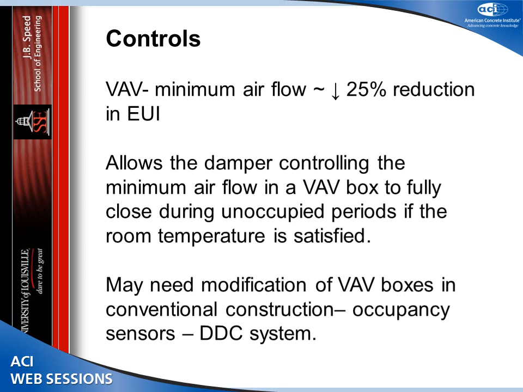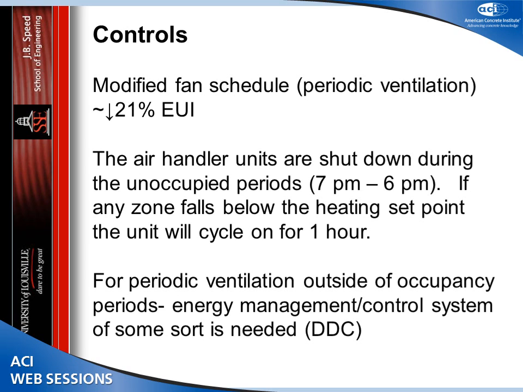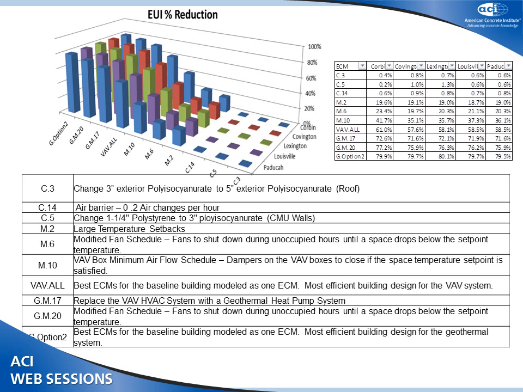If we use an occupancy sensor to control that, so if no one's in the space, you don't need any airflow, we can save a lot of energy. Modified fan schedule, again, periodic ventilation, where we shut the entire system down unless it needs to mitigate temperatures, and then it would only cycle on for an hour.